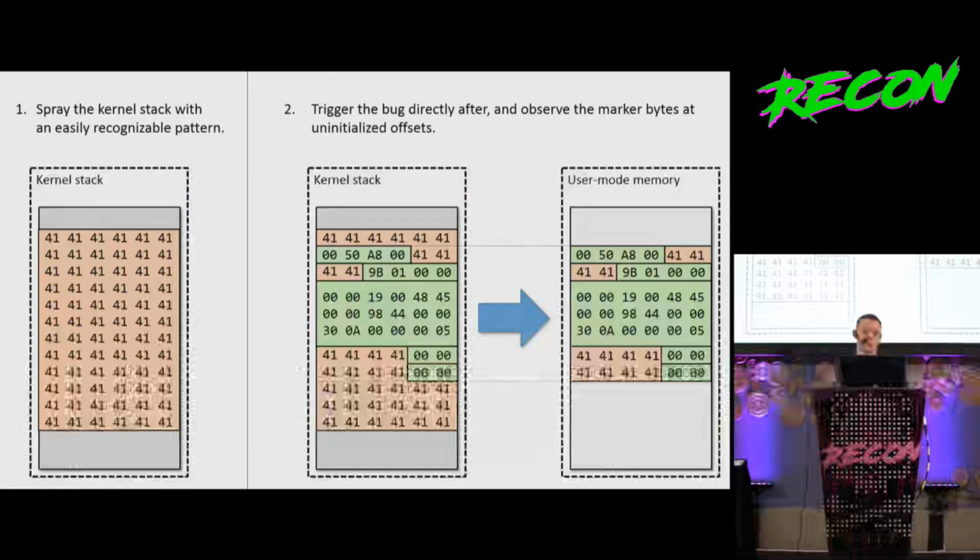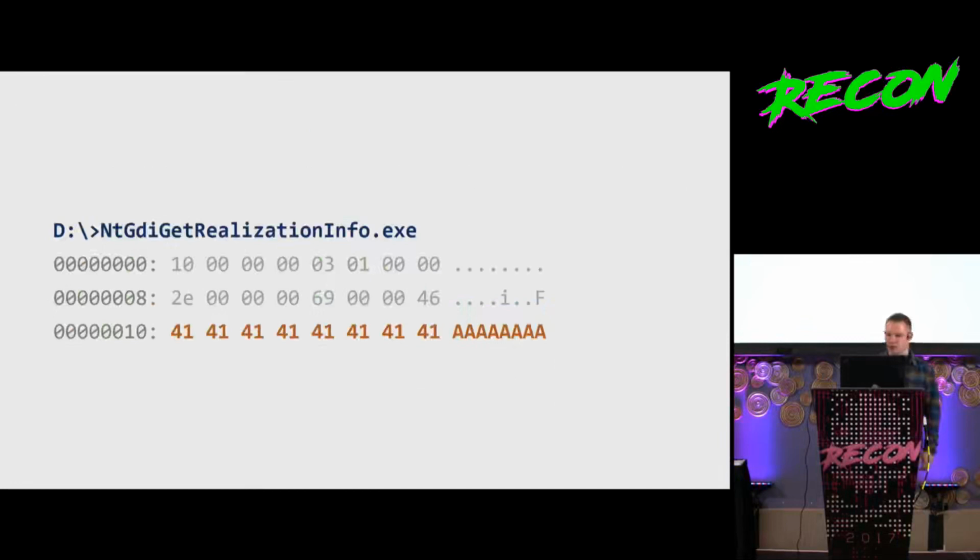Basically, first of all, we spray the kernel stack with one of the functions that we find, with an easily recognizable pattern, and then directly after that, we trigger the bug. The kernel code initializes some of the fields, but leaves the other ones uninitialized, and then copies it back to user mode, and then we can observe the padding bytes that we inserted ourselves at the right offset. So this is an example of a POC for one of the issues, and here you can clearly see that the 8 bytes at the end of the output are being leaked and are being initialized here.